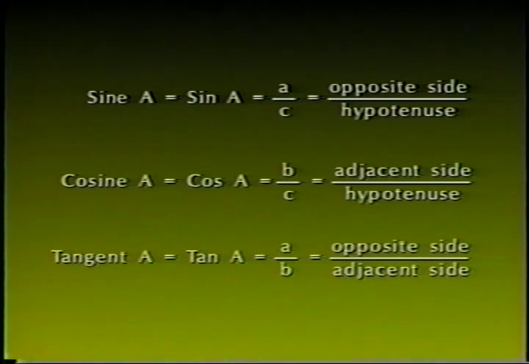This graphic shows sine A equals side A over side C, equals opposite side over hypotenuse. Cosine A equals side B over side C, equals adjacent side over hypotenuse. Tangent A equals side A over side B, equals opposite side over adjacent side.